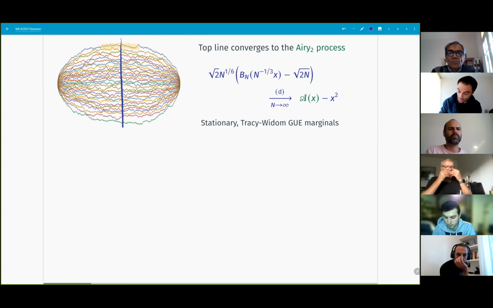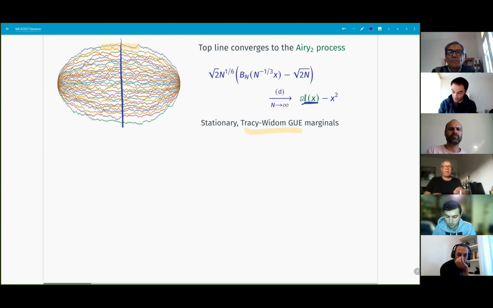It's the one over here. It's a stationary process. It's not a Markov process anymore, but it's a stationary process, and the marginals are what's known as the Tracy-Widom GOE distribution. It's just the asymptotic distribution of the top eigenvalue of the GOE matrix that I was mentioning before. So this is the Airy-2 process.